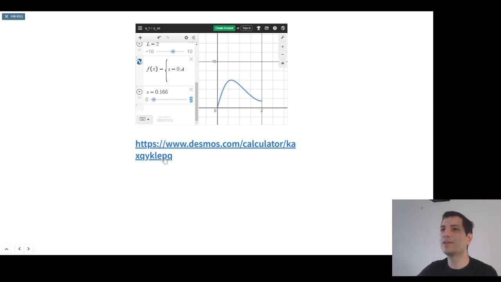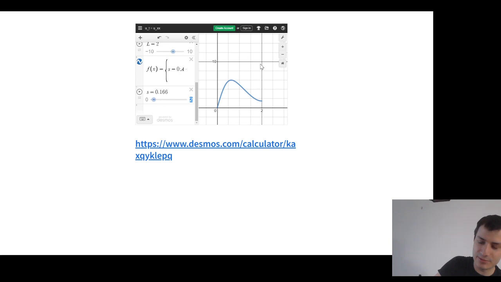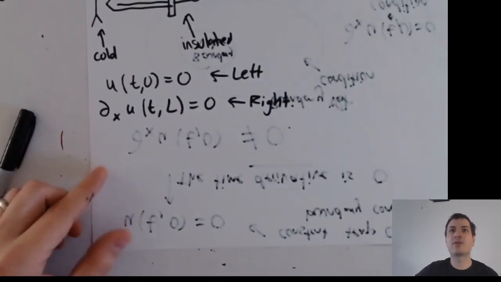Can I explain again why the temperature at the left end drops to 0? In this graph, the temperature is 0 because that was just the specified boundary condition. In the top hat simulation, the boundary conditions are u of t comma 0 equals 0, on the left, and partial x of u of t comma L equals 0, on the right. You can see that here. That's what's going on in the simulation.